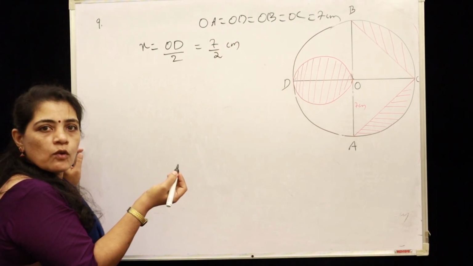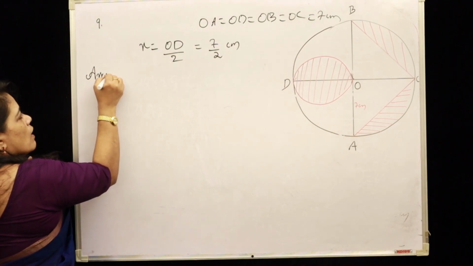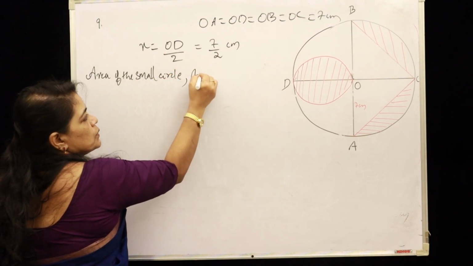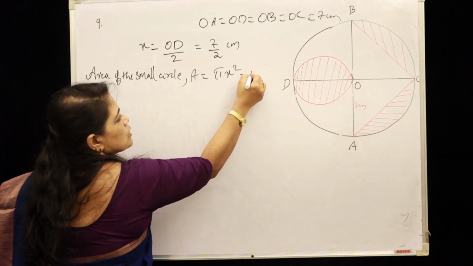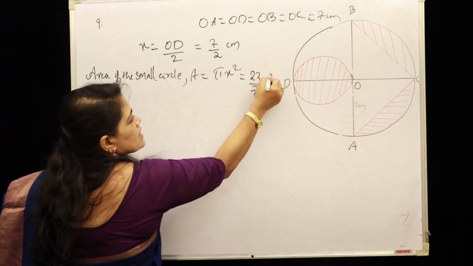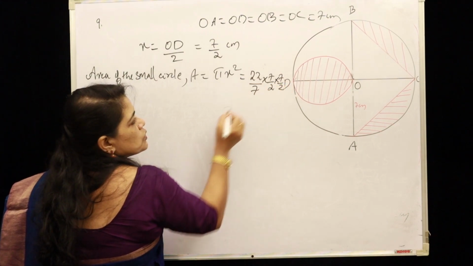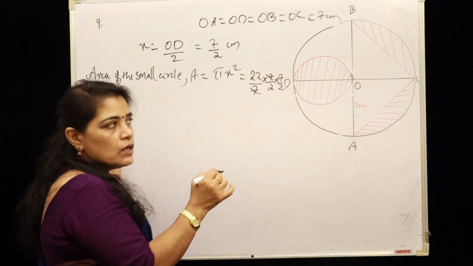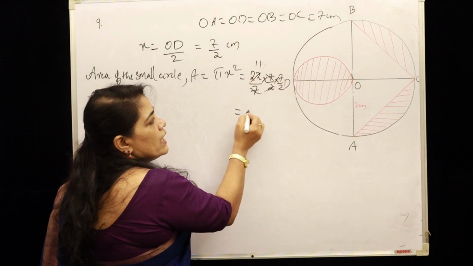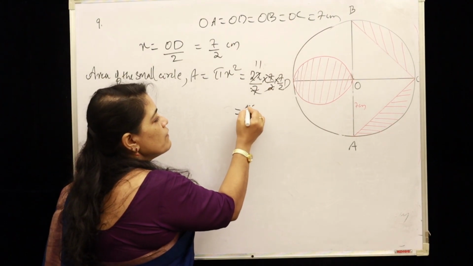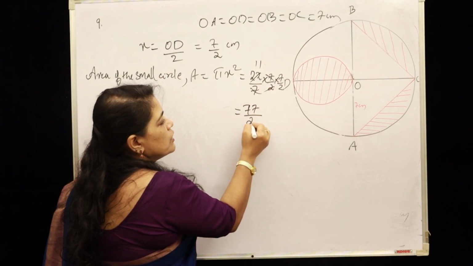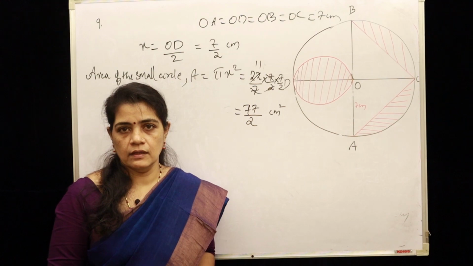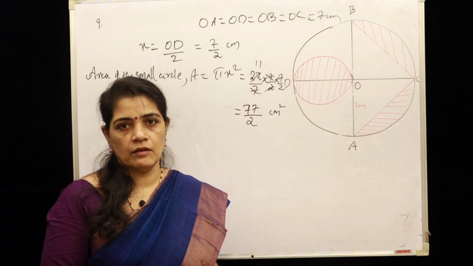So the area of the small circle is equal to pi r square, that is 22 by 7 into 7 by 2 into 7 by 2. Radius is 7 by 2. That is, 7 gets cancelled, 2 here, 11. So 11 into 7 are the numbers in the numerator, so 77 divided by 2 centimeter square. This is the area of the small circle with the diameter OD equal to 7 centimeter.